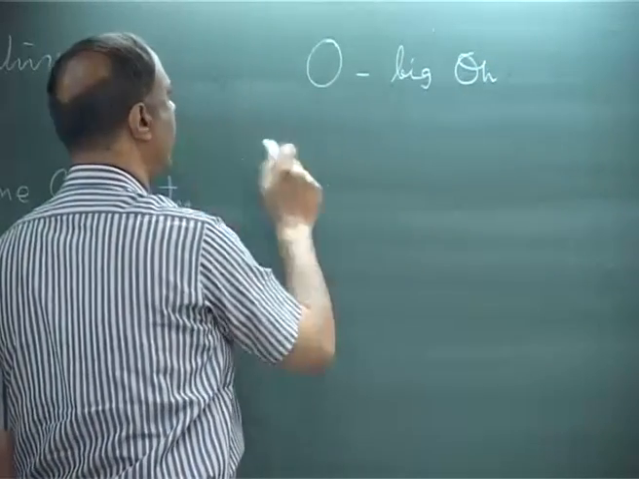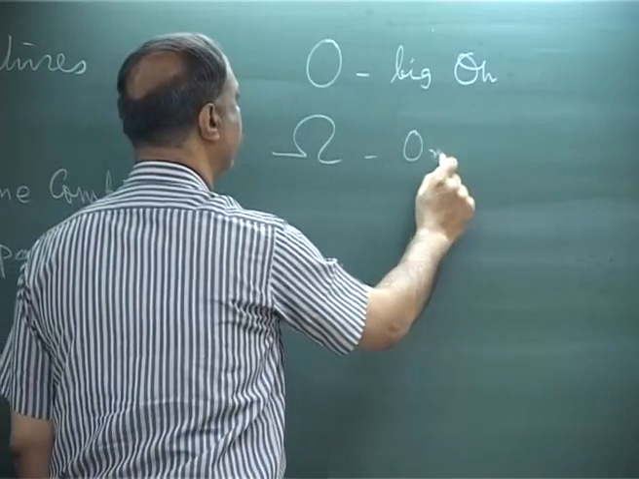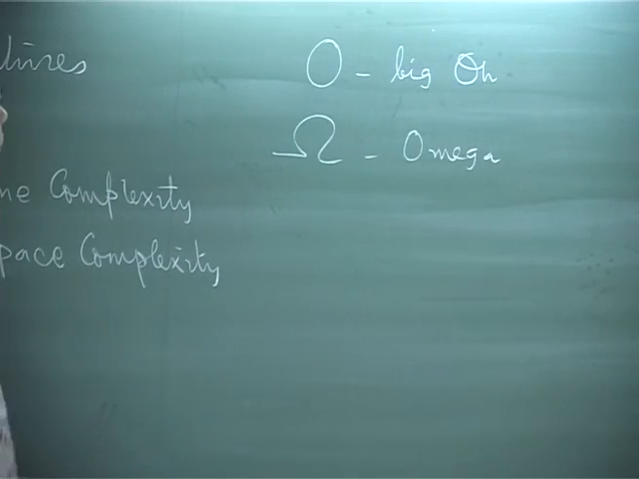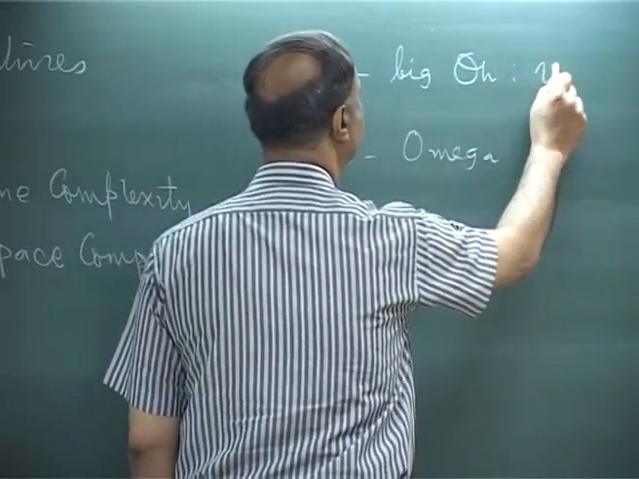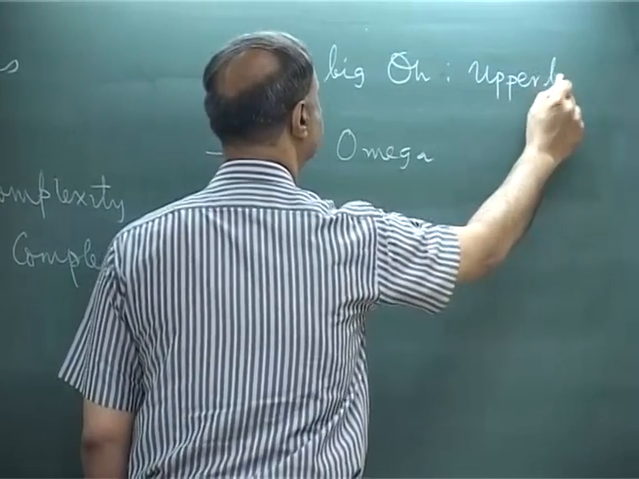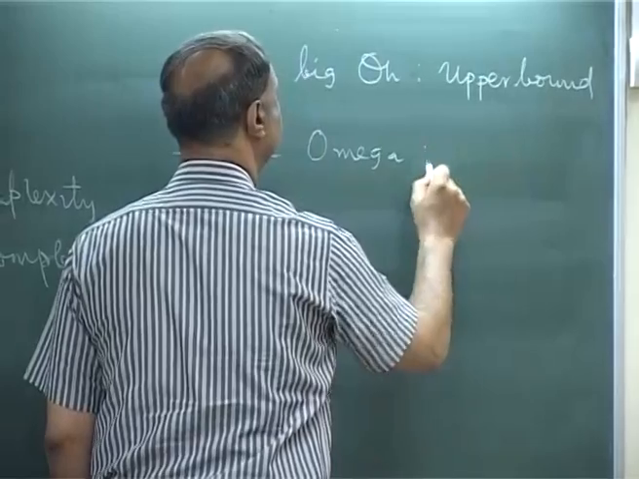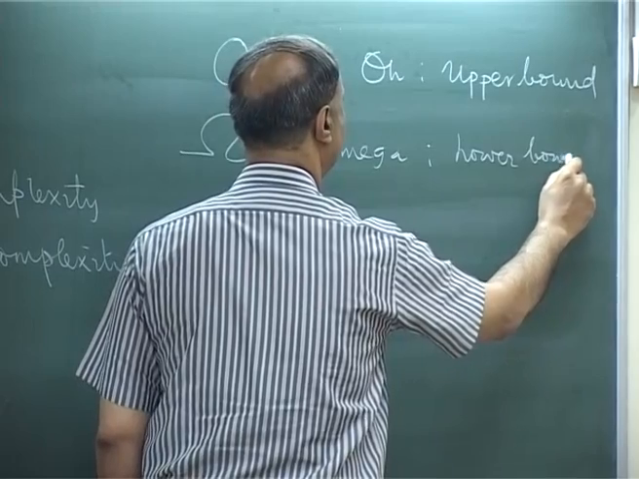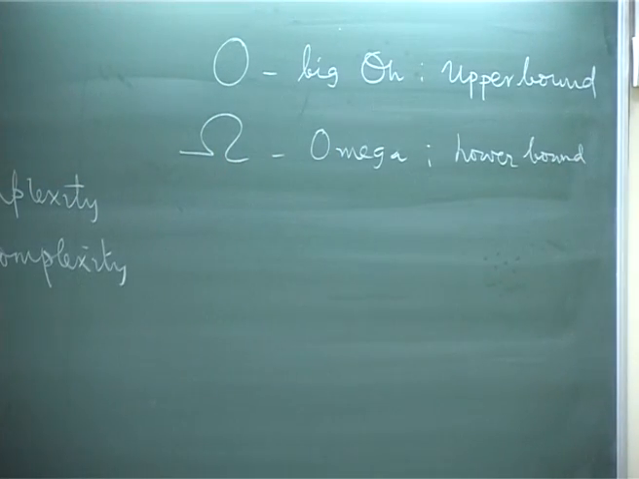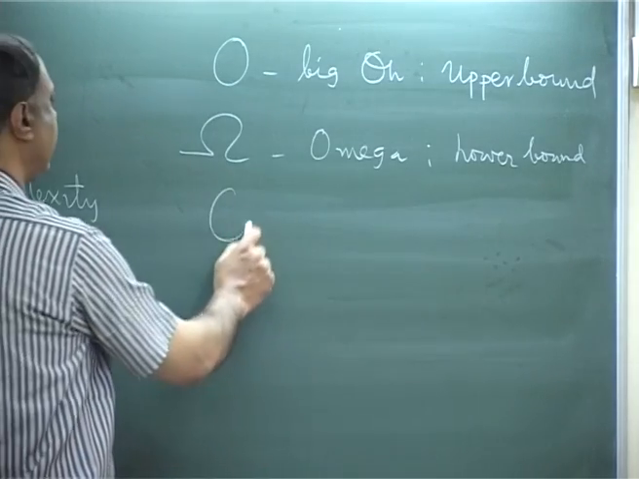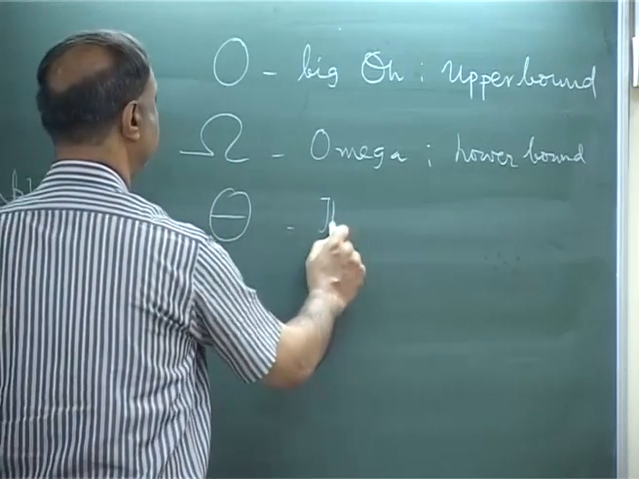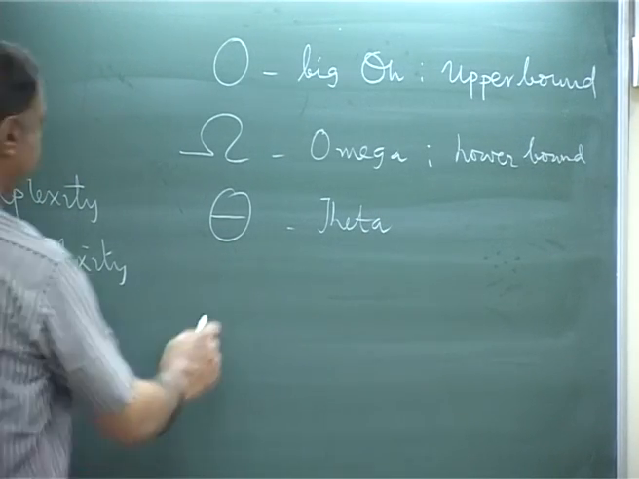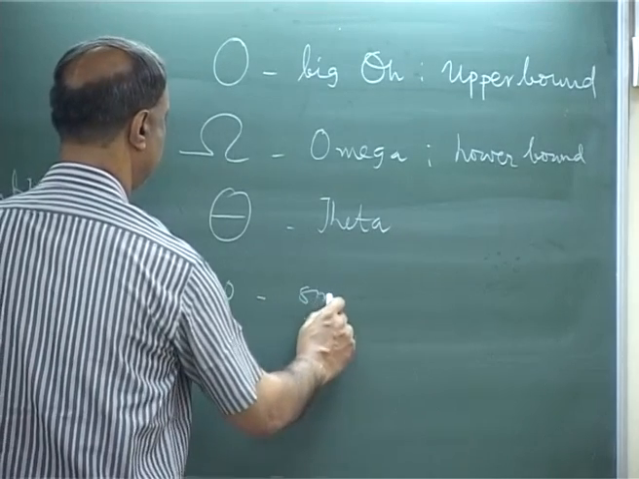and this is omega notation for best possible, that is the lower bound, and this is known as upper bound. This is known as lower bound. Then we have another notation which is known as theta notation. And the small o notation.